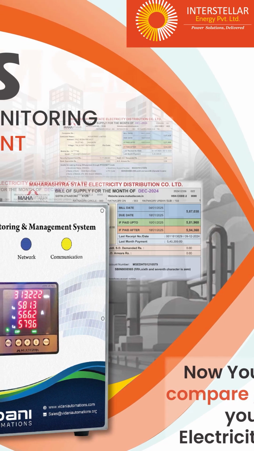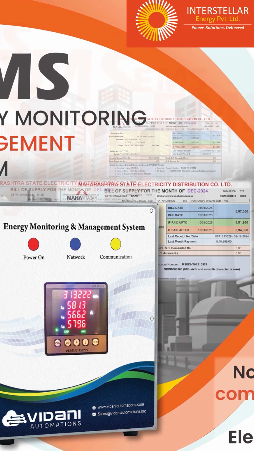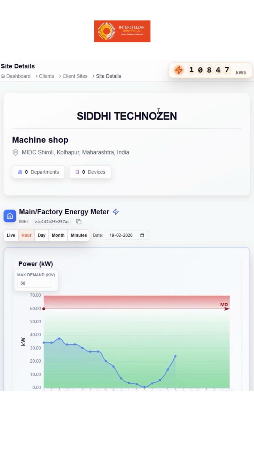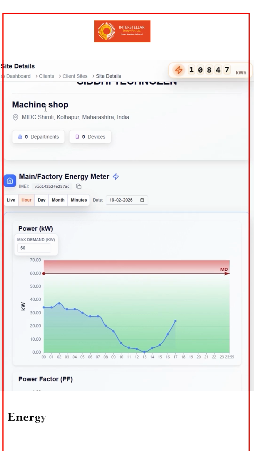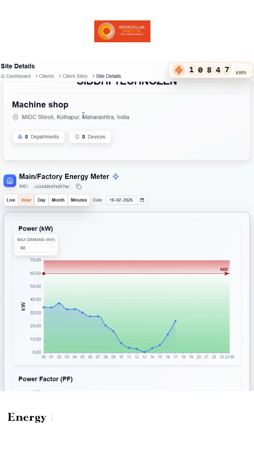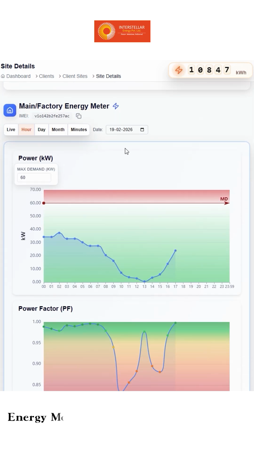Through the software, we can understand how the energy monitoring system provides data and how we can view it. First, we can see the reading for the current month. From the first of the month until today, the reading is 10,847 kilowatt hours units. After that, we can see the company's name, the department where the system is installed, and the factory address. This is the main energy meter of the factory.